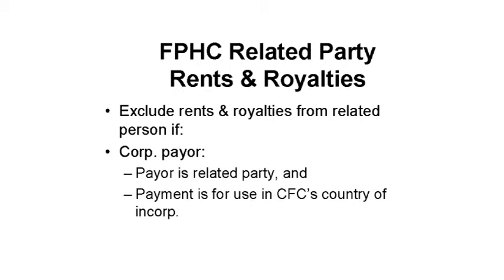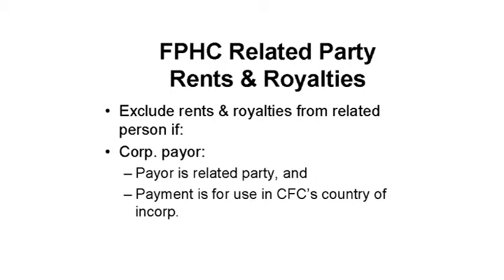Rents and royalties are excluded from Subpart F under a similar same country rule. FPHC income includes rents and royalties from a related country CFC for that person's use of property in the same country in which the recipient CFC is incorporated. A rule similar to the interest rule applies to a partnership payor of rents and royalties.